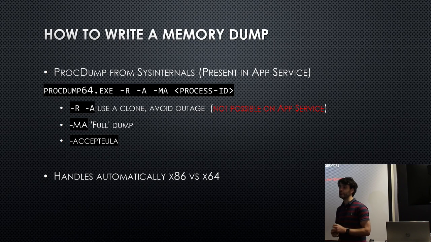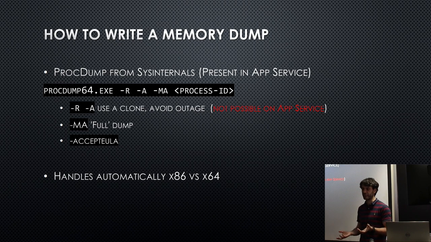The problem is you cannot do this in Azure App Services, because the user that Microsoft is giving us doesn't have the permission to take a snapshot. So you cannot use -r and -a. This means that you'll have an outage, which depends on the size of your heap, but roughly 4 to 5 seconds. That's to be expected.